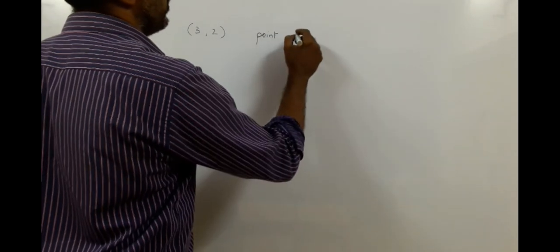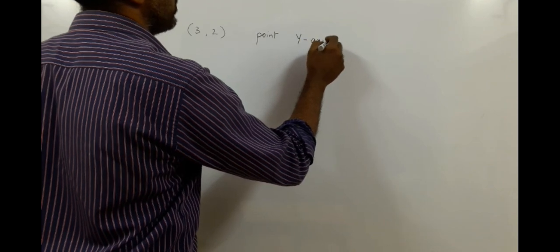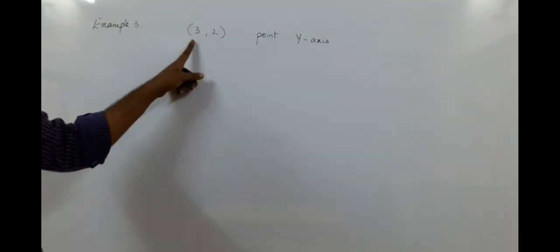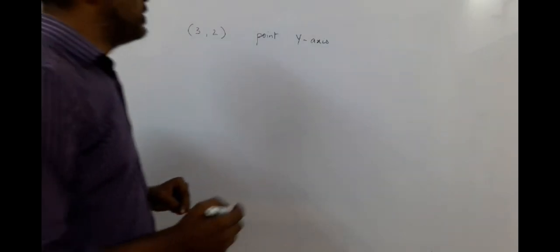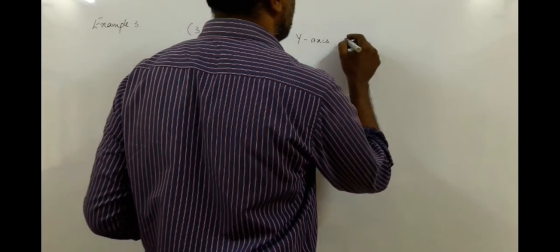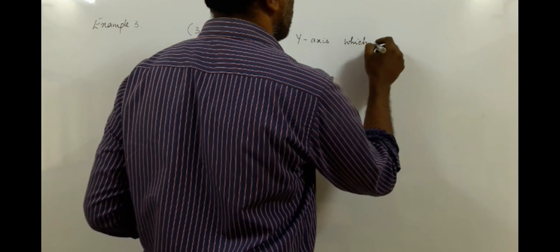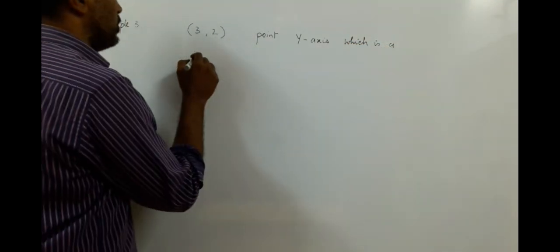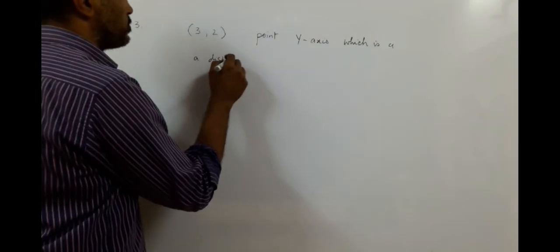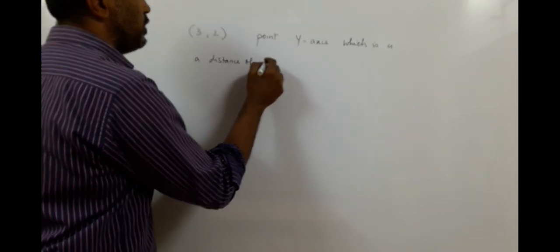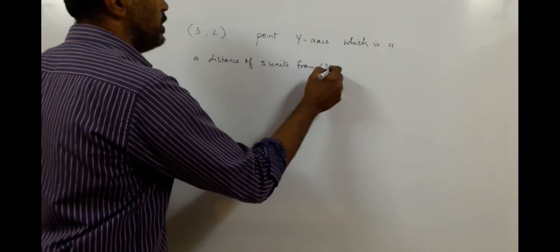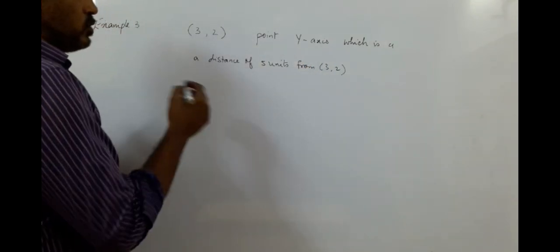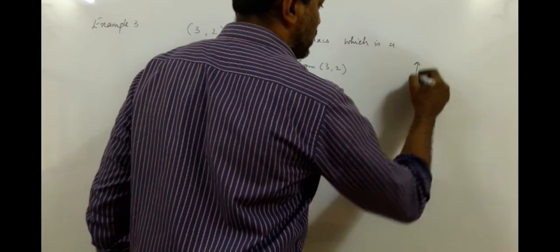We know there is a point on which axis? Y-axis. So we are given the point 3, 2. We have to find a point on the y-axis which is at a distance of 5 units from 3, 2. So I am going to draw the rough.